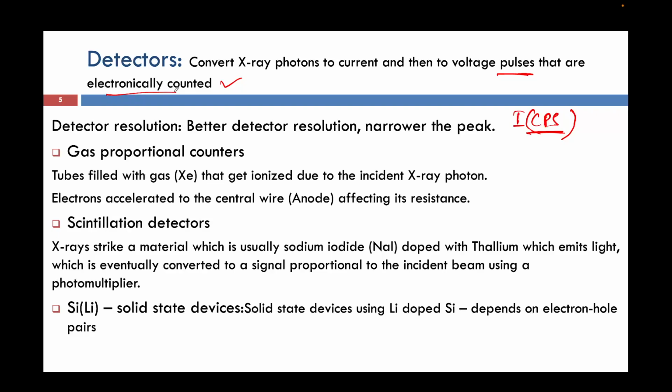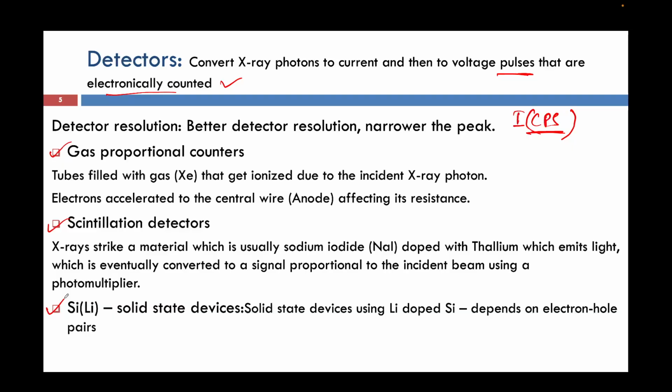And as usual in any instrument, the better the detector resolution, the narrower the peak you will get. That means you will be able to get better results. And these are not things I actually taught in the class, but for your information, we should know that there are three different types of detectors used in an X-ray diffractometer: the gas proportional counter, the scintillation detector, as well as the silicon doped lithium detector.